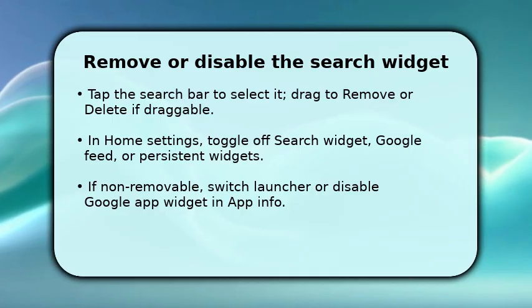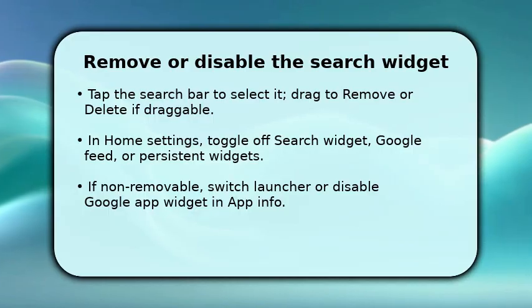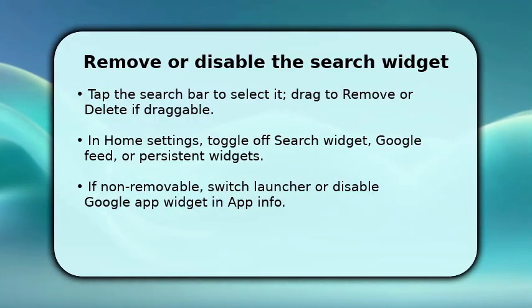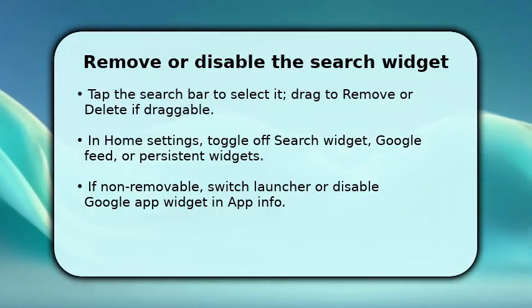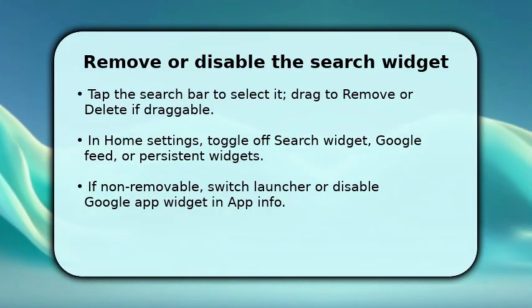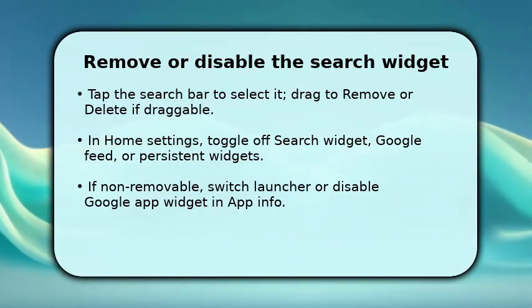If that option is absent, open Home Settings and look for toggles labeled Search Widget, Google Feed, or Persistent Widgets. Turn them off. When the bar is still non-removable, you can disable the Google App widget via App Info or change to an alternate launcher. When you make that switch, the persistent search bar typically disappears.